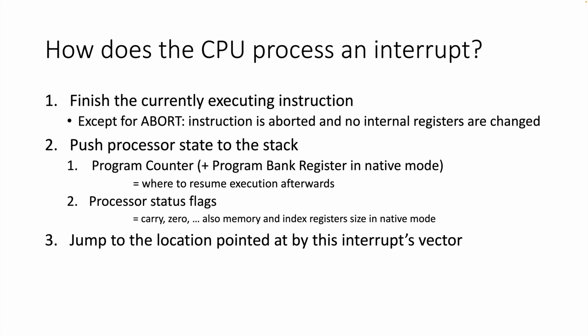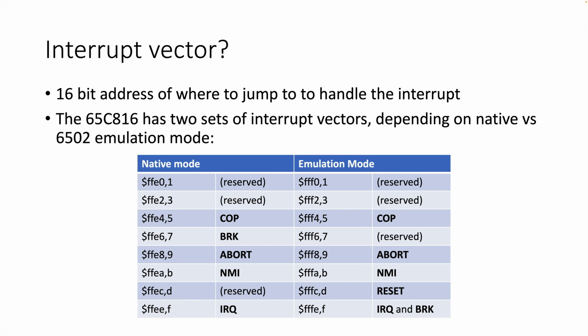That's going to be the carry flag, zero flag, and also the memory and index register size in native mode. So that's the minimal amount of information that the CPU needs to resume execution of the foreground program. Then once it has saved this information, it will jump to the location in memory pointed at by this specific interrupt's vector. So what is an interrupt vector?